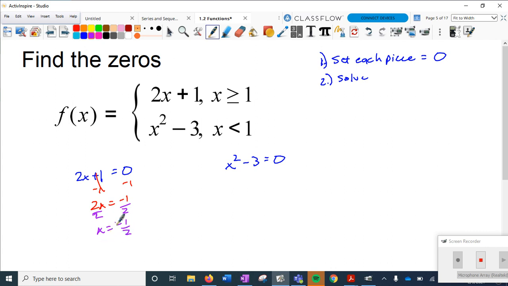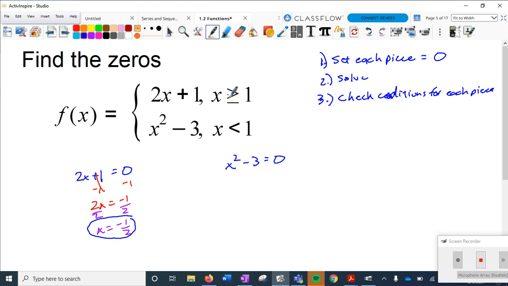Okay. Now that I have a solution for this one, I need to ask the question, does the solution meet the condition? Okay, you have to check your conditions for each piece. If this solution meets the condition, I get to keep it.